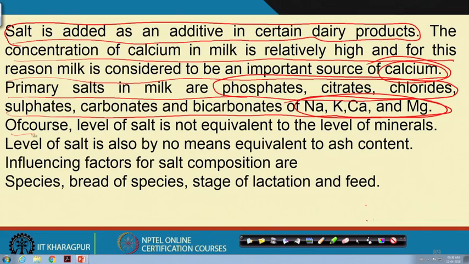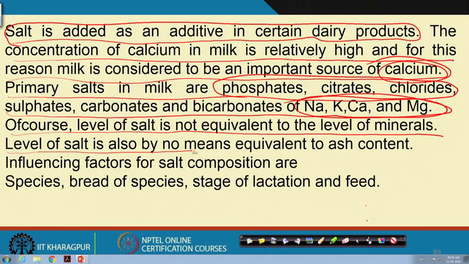Of course, level of salt is not equivalent to the level of minerals. How much salt is added or how much salt is there in milk, of course, it does not tell. I mean, it is not proportional that so much salt means so much mineral available. The reason being, some minerals could be bound, which may not be available for other activities. So, it just cannot be said directly that salt concentration or salt present is equivalent to so much of the mineral availability. Level of salt is also by no means equivalent to ash content.